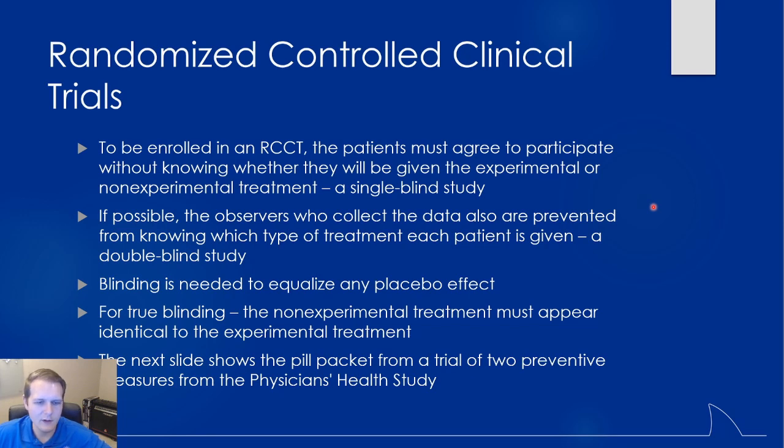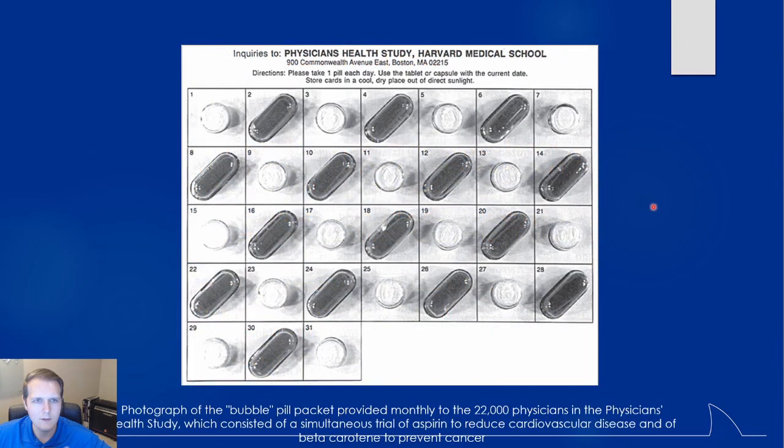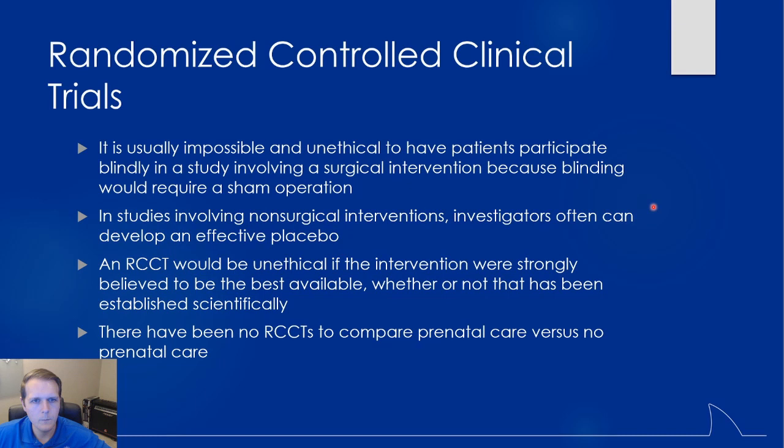For that Physicians' Health Study we talked about last lecture, here's the pill packets. They'd alternate between taking the tablet and the capsule, and these looked identical between those that were receiving active drug and those who were getting placebo. Again, the point there is so that the patients have no idea what they're receiving, and there is some means, usually a code or something like that, that will be able to tell researchers, whoever is unblinded, which one the patients are actually getting. It's generally impossible to have patients participate blindly in, say, a surgical intervention, because that would require them to undergo a sham operation. But sometimes it happens, right?